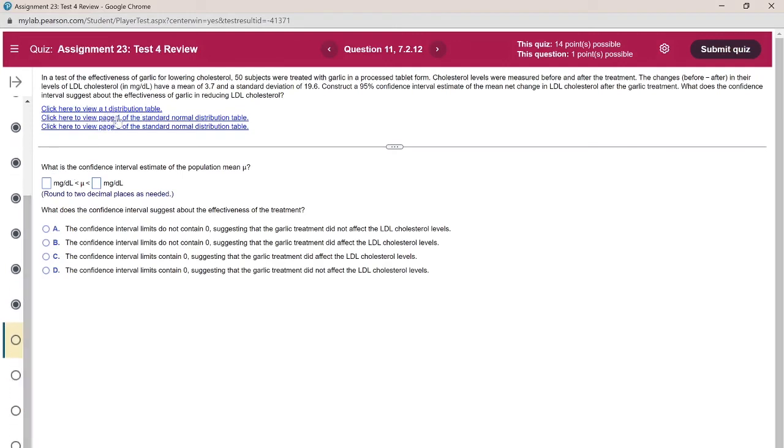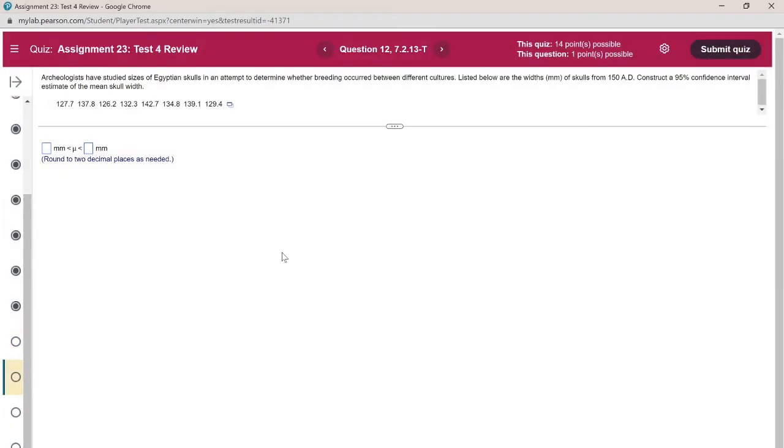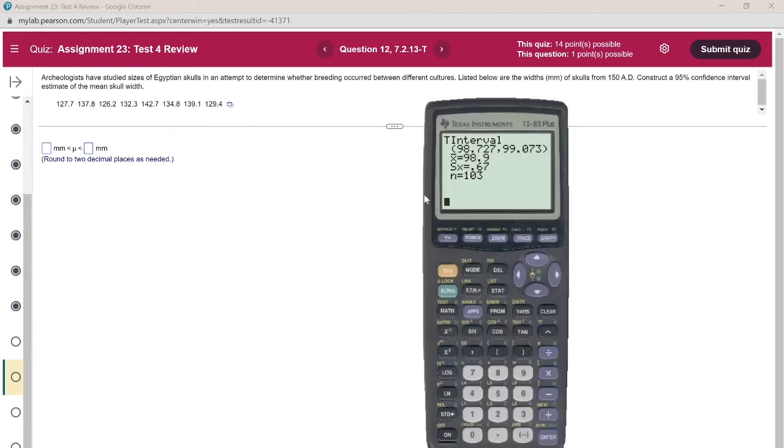This is a question very similar to the previous one, so I'm going to skip it. Let's go to the next problem. You have data here and you want to find the confidence interval for 95%. We can use the very same command by going to stat, test, and number 8, which is TInterval. Instead of stats, this time we have the data, so we can use data.